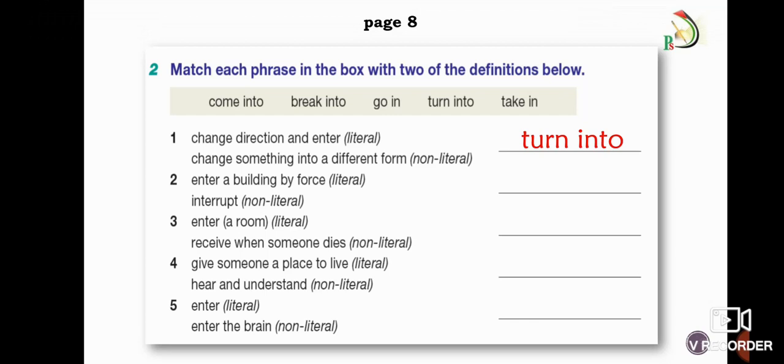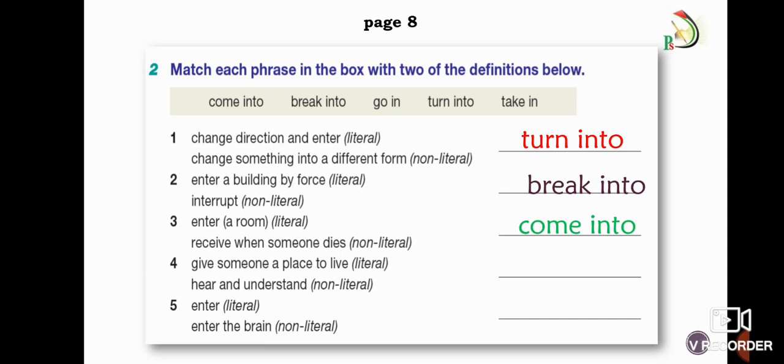Break into. Number 3, enter a room, literal, or receive when someone dies. Receive when someone dies, I want to explain it. It means that, for example, if someone's father dies, then everything which belongs to the father may go to the son in terms of property, in terms of wealth, in terms of any expensive thing which belonged to his dad will go to the son. So this means come into.